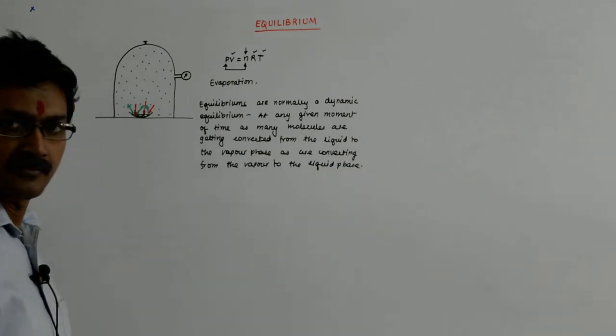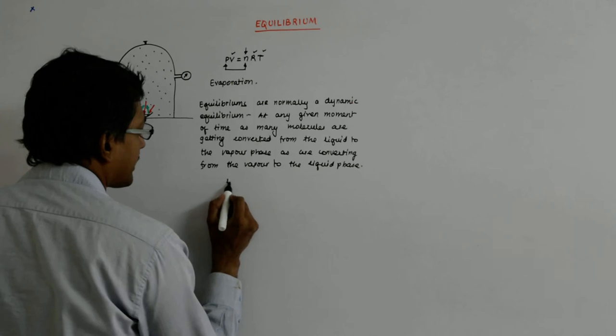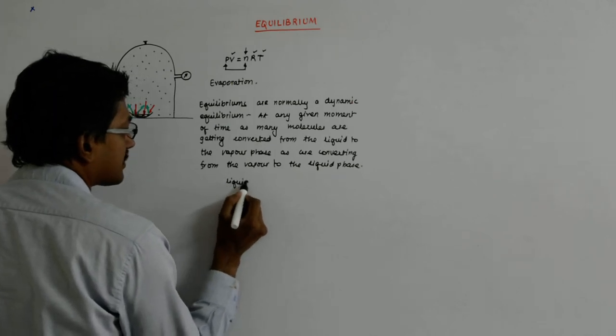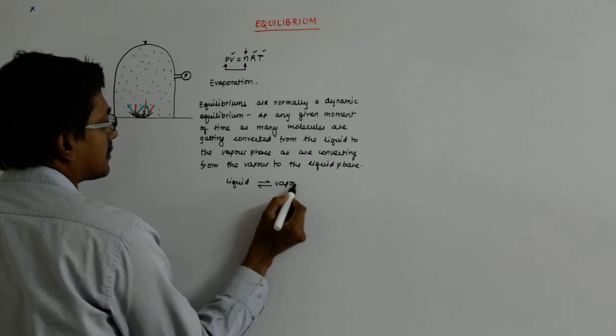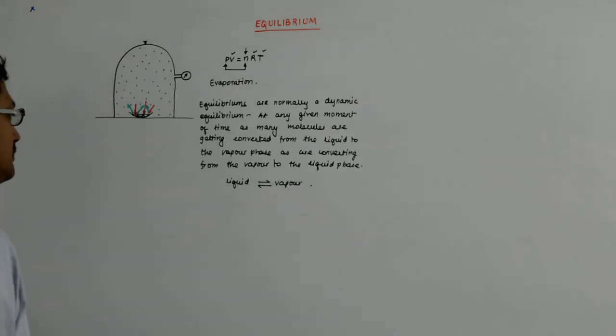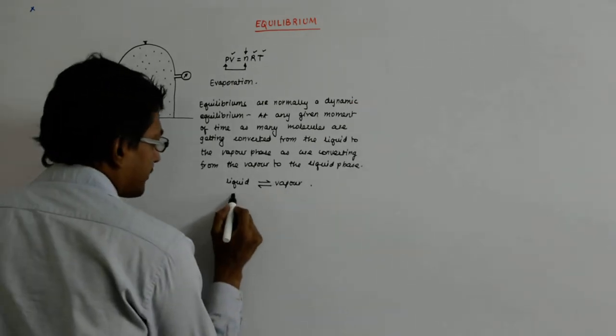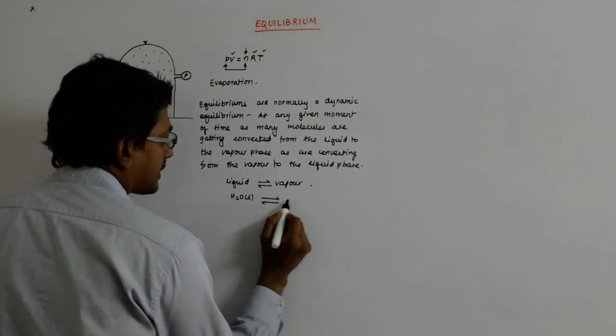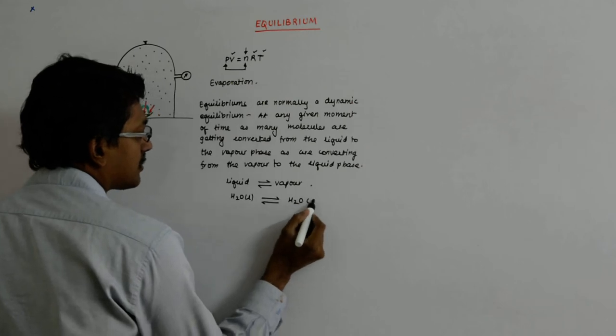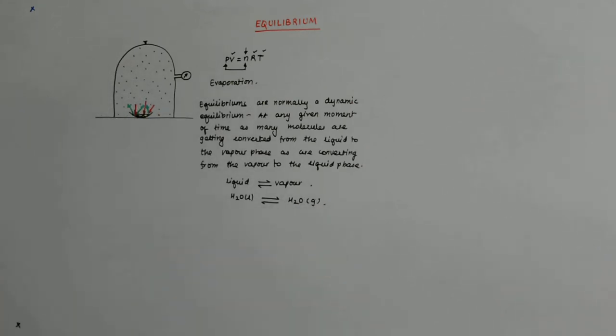Okay. So we represented something like this: liquid, vapor. Fine. Or maybe if it is water, then from liquid it is converting into a gas. That is liquid-gas equilibrium.